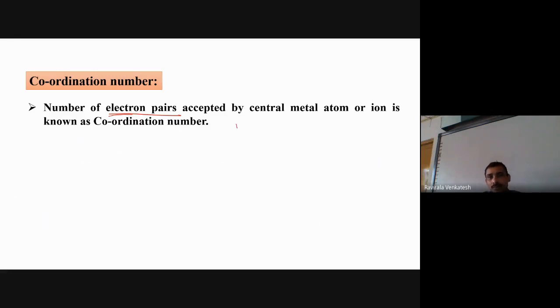Otherwise, a metal complex is there. Now I am taking cyanide. Now 6 ligands are there. Each one is monodentate only. In that case, the coordination number will be 6. How many lone pairs are accepted by the central metal atom? 6 lone pairs are accepted here. Therefore, it is called coordination number equal to 6.